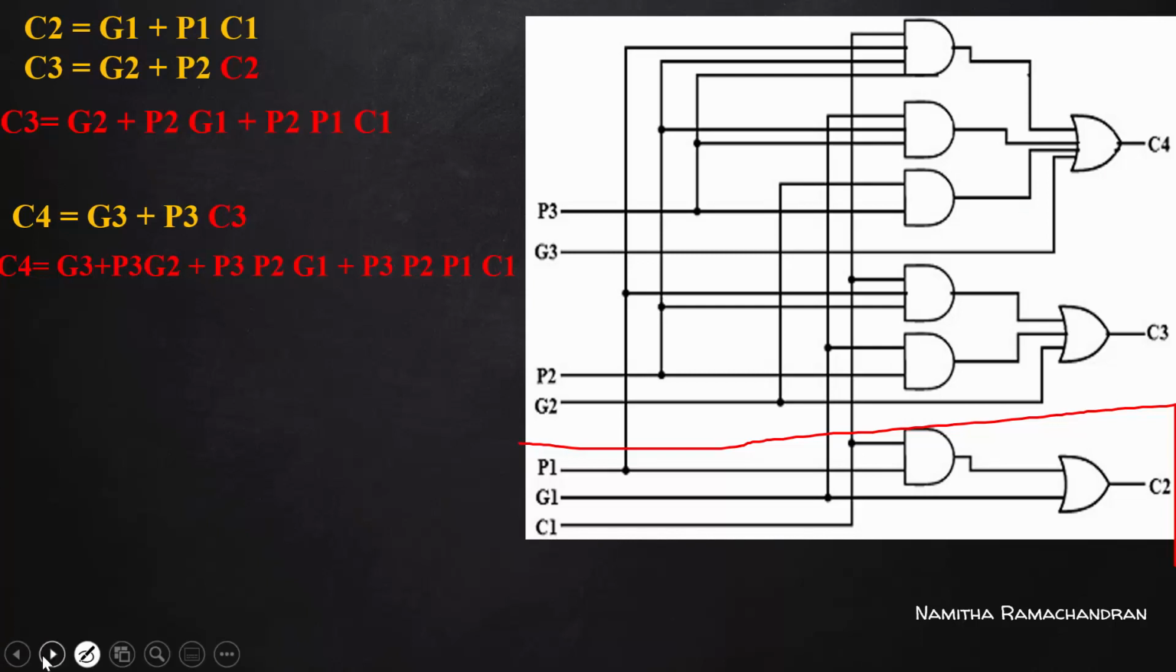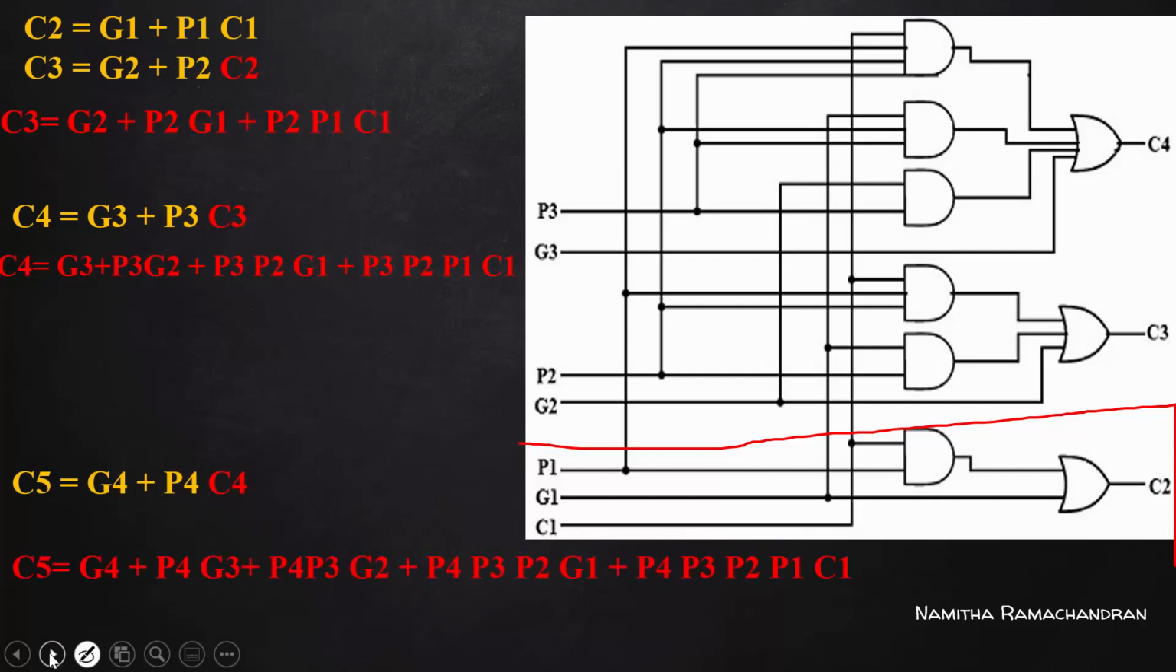Okay, so next, consider one more carry output term, that is C5. C5 can be represented as G4 plus P4 C4. That C4 can be rewritten using our derived expression, this one. So this becomes like this. So this is for you: append one more circuit for this C5 using this expression. Try to draw that circuit, or try to append that part of this combinational circuit here based on this expression.